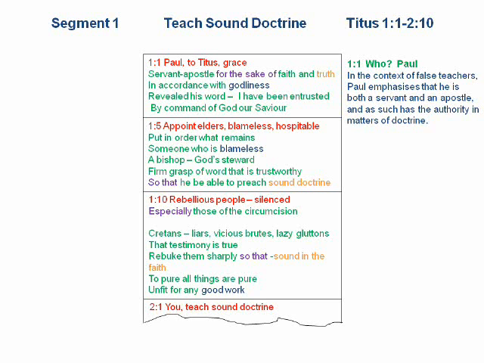And so what I have here is in 1:1 it says it's the Apostle Paul, and so the observation question, of course, is the who question, and the answer is Paul. And the note I've made is that in the context of false teachers, Paul emphasizes that he is both a servant and an apostle, and as such he has authority in the matters of doctrine. The reason this was important to me is that Paul talks about him as a servant, and that is his heart to serve the saints and to serve the people.